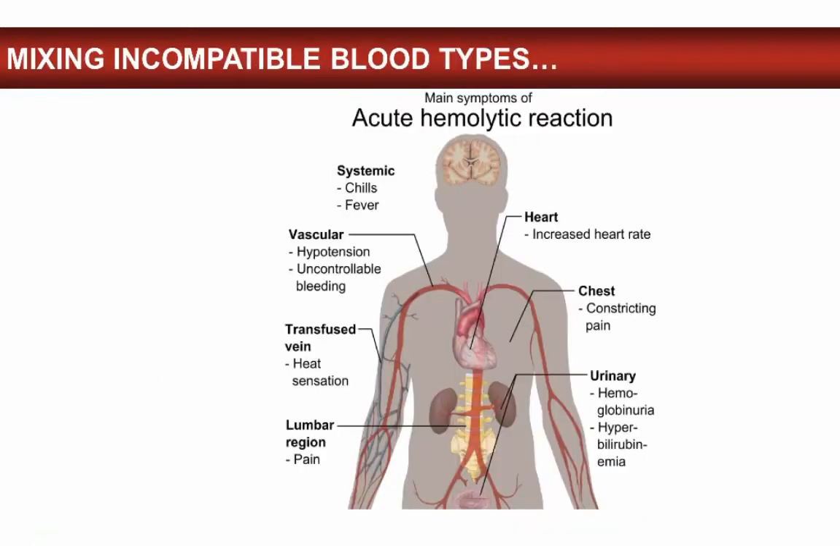All right, so what's up with, forgot about this slide. Hemo is blood, lytic, lyse means to break. These are systemic responses to an incompatible blood type. Depending on the amount of blood that's transfused, it can be quite serious.